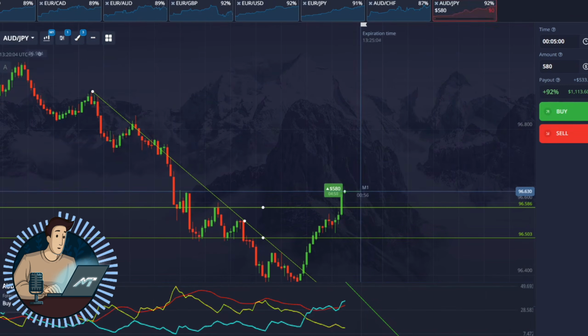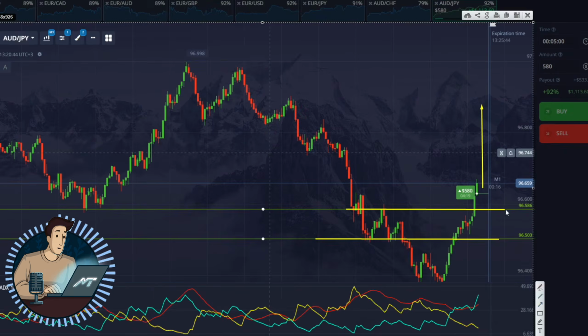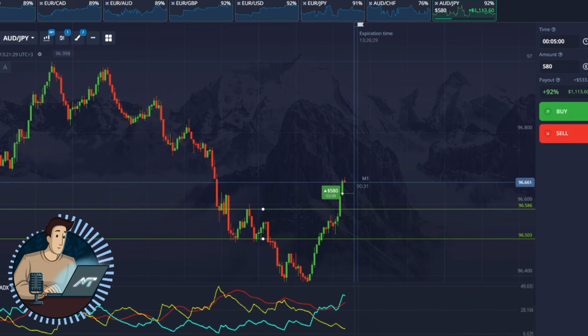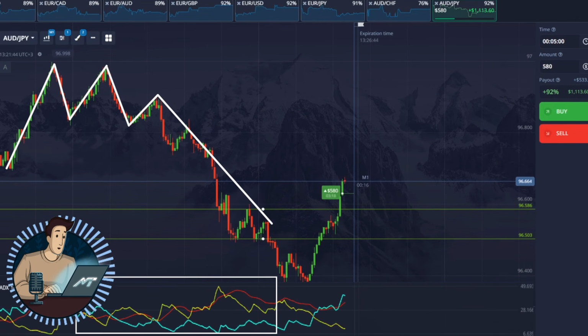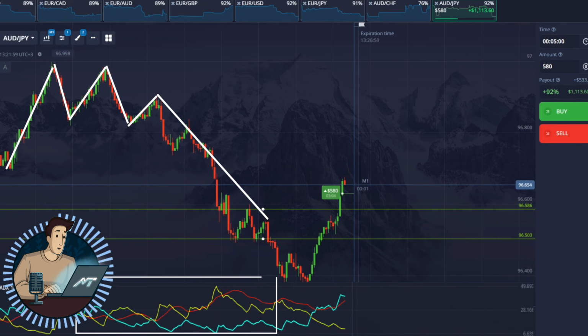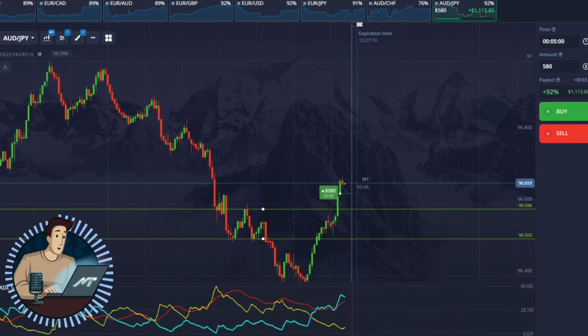I wait for a break above the level with high volatility and enter a 5-minute trade in the direction of the trend. Note, a triple top reversal pattern recently formed and played out successfully on the chart.